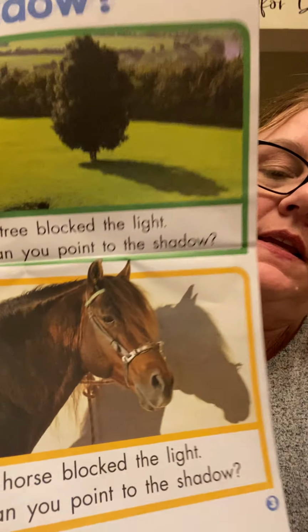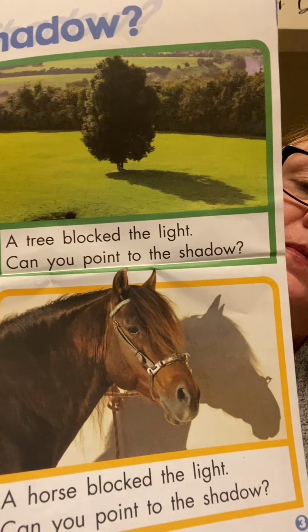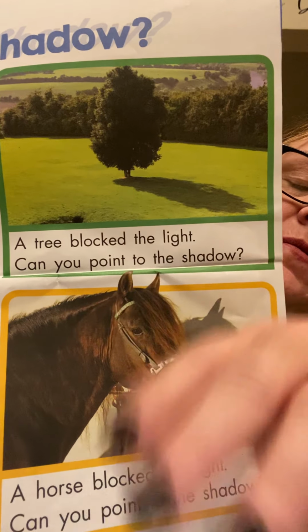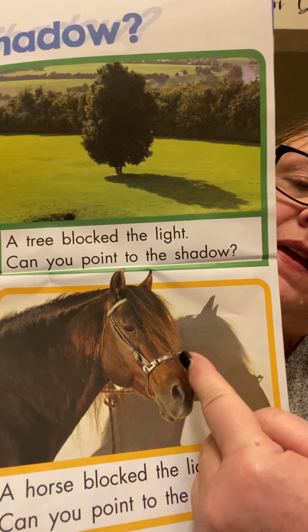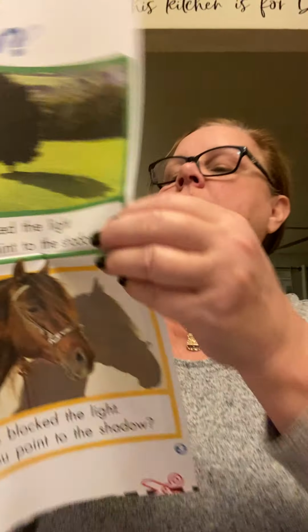And let's look down at our horse. A horse blocked the light. Can you see his shadow? And can you point that out, boys? Here's our horse. The light's coming down this way, so the horse is blocking it, and there is his shadow.